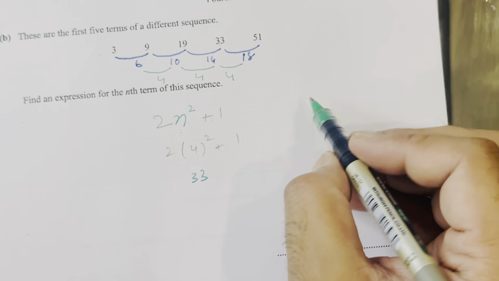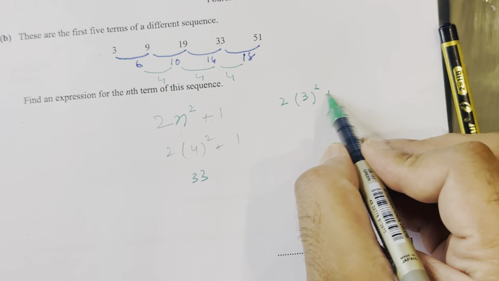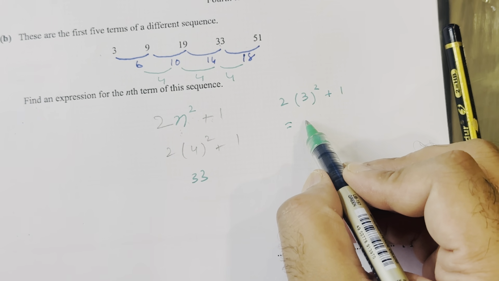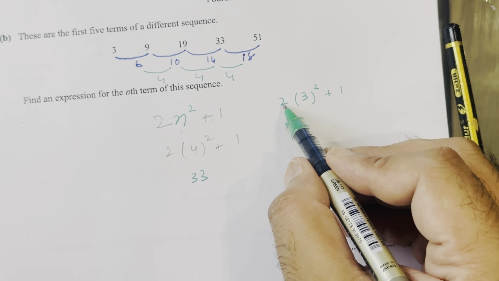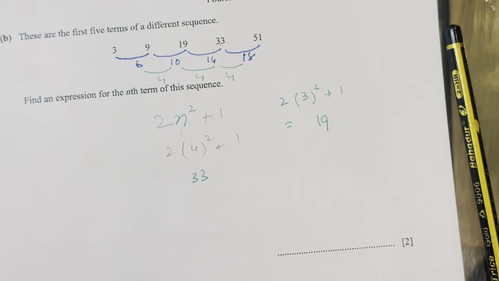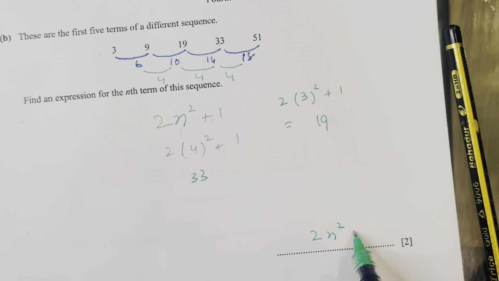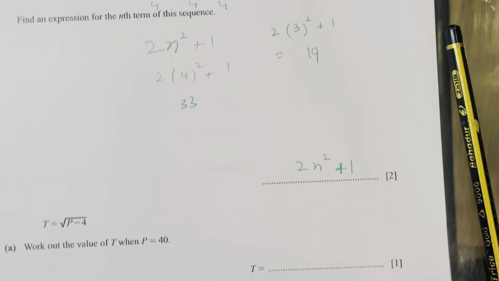Okay, check one more value. If we take the third value, the answer should be 19. 3 square is 9, 9 multiplied by 2 is 18, 18 plus 1 is 19. So the formula for this sequence will be 2n square plus 1. We solved it by the hit and trial method.